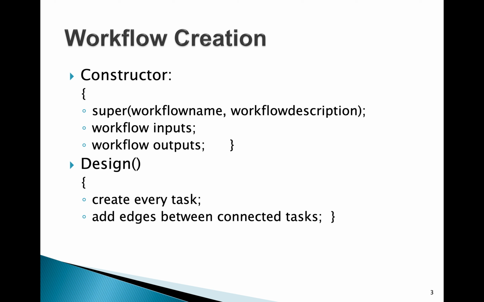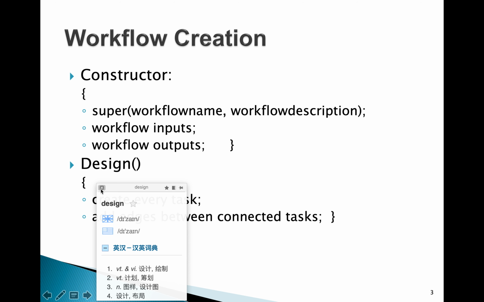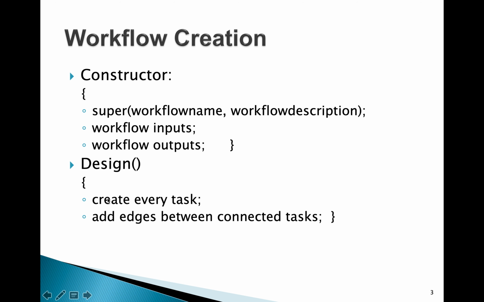Now I will introduce the workflow creation part. In the workflow creation, the class is inherited from the workflow. Then we have the constructor, then the super constructor, and we have the workflow. We will define the workflow inputs and workflow outputs. Also, in the workflow class, we need to override the design method. In the design method, we'll create each task, and also we need to add edges between these connected tasks.